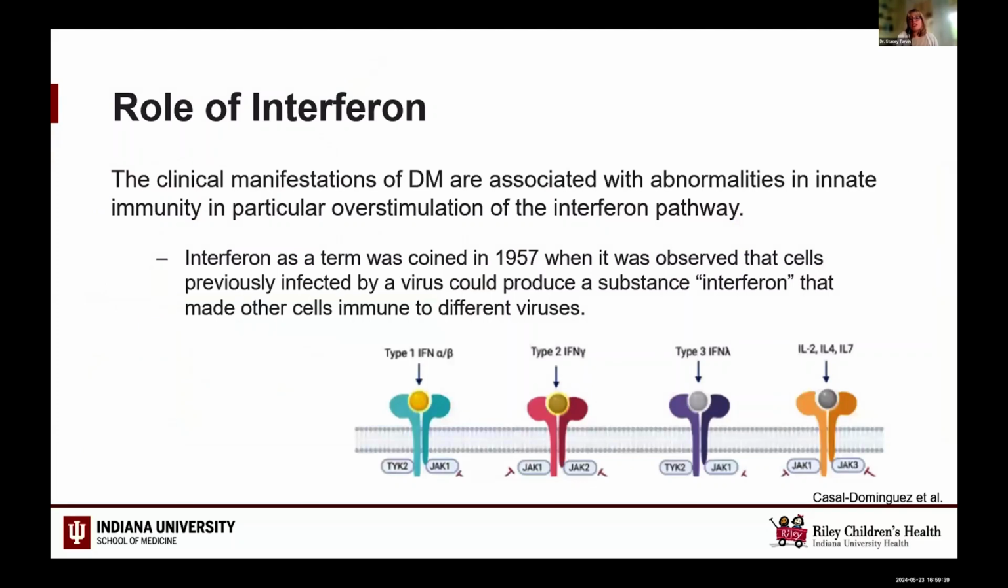The clinical manifestations of dermatomyositis are associated with abnormalities in innate immunity, in particular overstimulation of the interferon pathway, as we've heard from multiple presenters today. Interferon as a term was coined in 1957 when it was observed that cells previously infected by a virus could produce a substance, interferon, that made other cells immune to different viruses. Thus, interferons are antiviral cytokines, or host-derived signaling proteins.